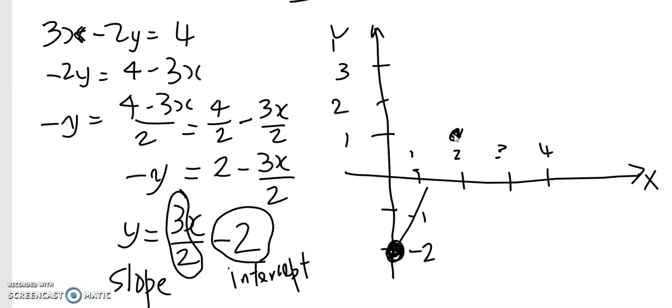So now I can pretty much draw a straight line. And that is going to be my straight line. And the equation of that straight line is going to be y is equal to 3x by 2 minus 2. That is going to be my linear equation for that straight line.